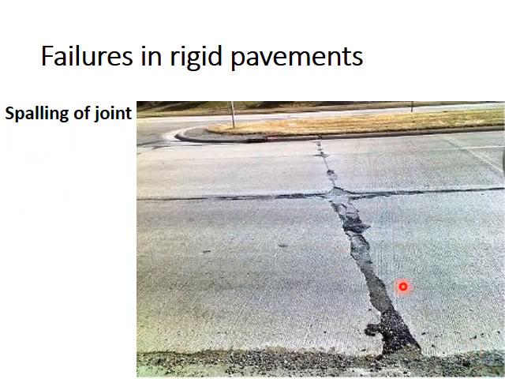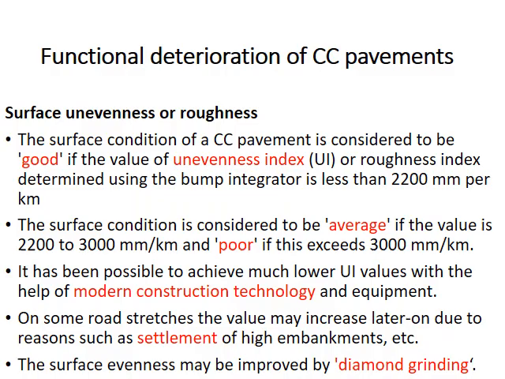This is a spalled joint. You can see longitudinal and transverse cracks in the pavement here. This is a longitudinal joint. This is the transverse joint, and at the joint you can see that the edges of the slabs are broken or cracked. This is because the spalling has occurred. There is a dislocation or detaching of the filler material of the joint.